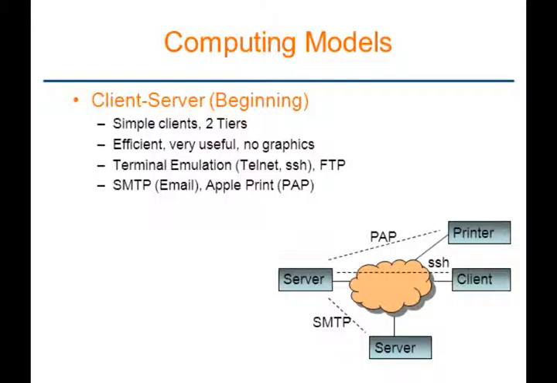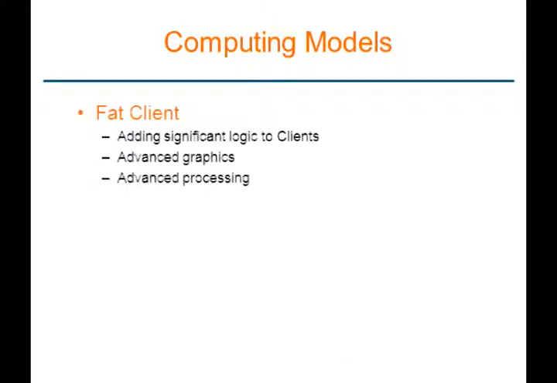And in the picture you can sort of see that a server offers mail, Secure Shell, and post office protocol, Apple print protocols, all in the simple way of 2-tier structure.